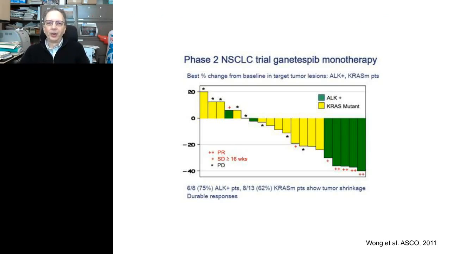Phase 2 analysis of non-small cell lung cancer has shown that the HSP90 inhibitor ganetespib as monotherapy has significant activity in ALK-positive lung cancer. So these are lung cancers that are driven by the activated form of ALK that I was discussing in the previous couple of slides. And here, 75% of the patients examined in this trial that were ALK-positive responded to ganetespib as a monotherapy.